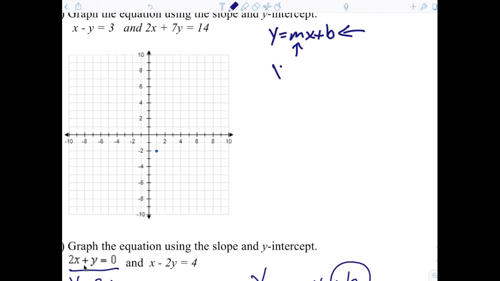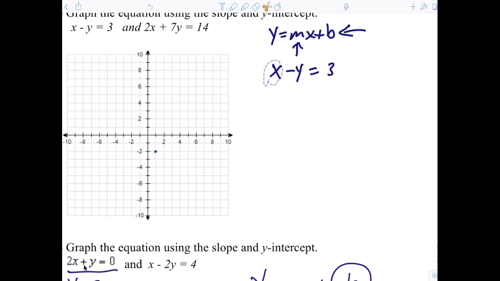Now I want to look at x minus y equals 3. Isn't that in the right format? No, it is not. So what do I have to do? I have to take the x, watch, I'm moving the x over. And when I move the x over, it becomes negative. Now, I just put the x after the 3 for a visual. So write down negative y equals negative x plus 3. Is everybody happy with that?